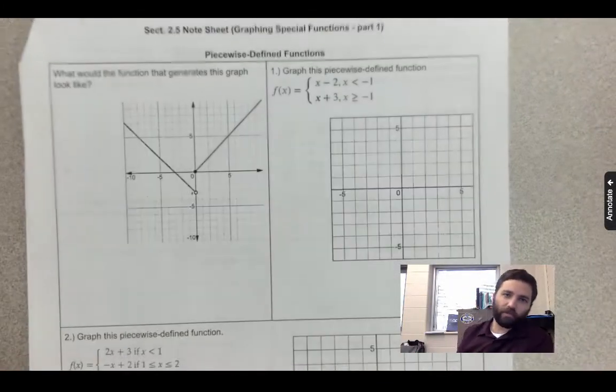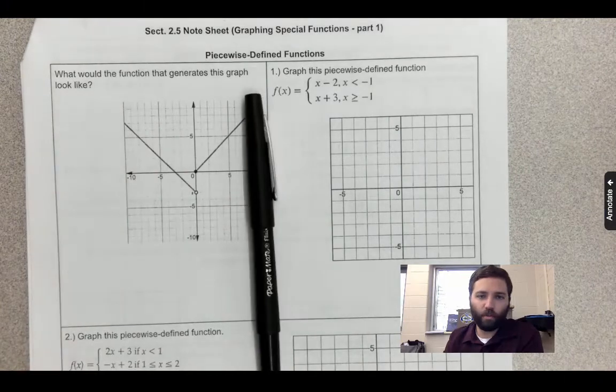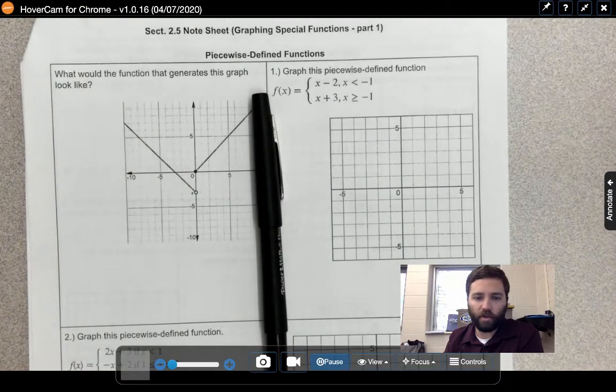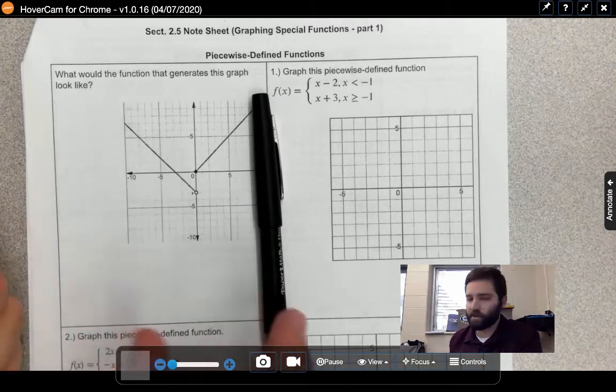Okay, section 2.5, graphing special functions, part 1. First thing that we're going to talk about here is graphing piecewise defined functions.